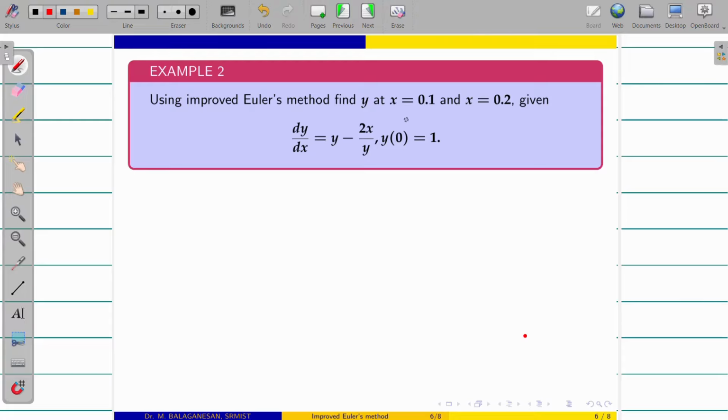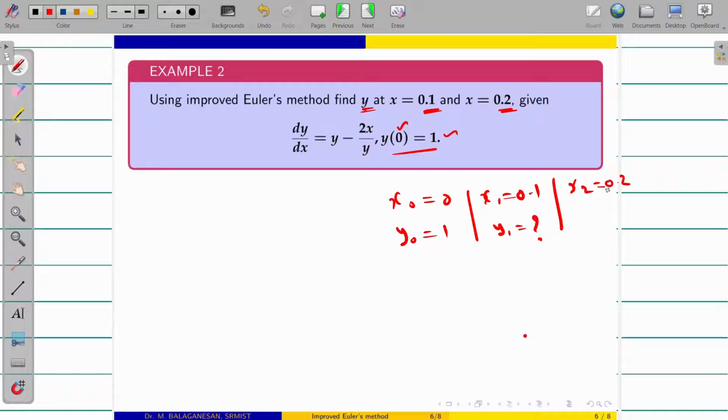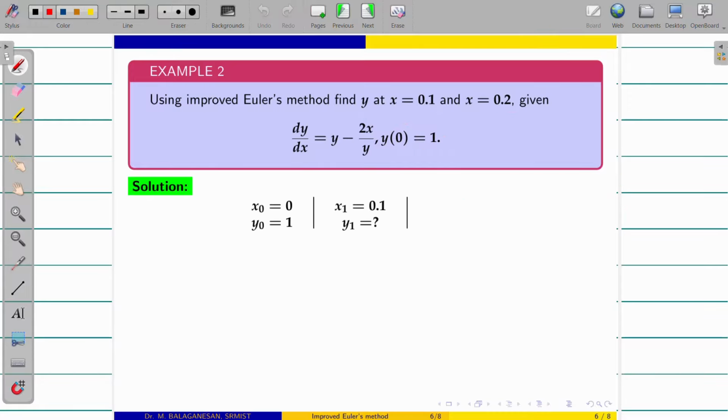Using improved Euler's method, find y at x equal to 0.1, x equal to 0.2. So x naught, what is the initial condition that they have given? x naught equivalent to 0, y naught equivalent to 1. This value is x naught, this value is y naught. Then at x1 equivalent to 0.1, what is the value of y1? That is what they asked. Similarly, at x2 equivalent to 0.2, what is the value of y2? This is what we have to find here. I solved it fully. Initial condition. We have to find y1 first. The second time we have to find y2.